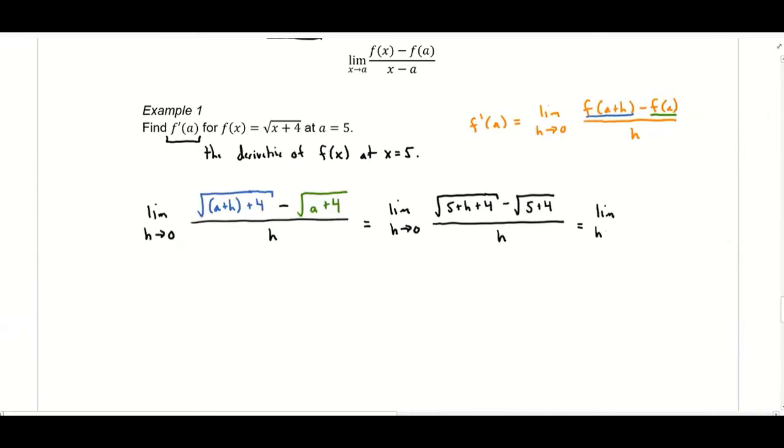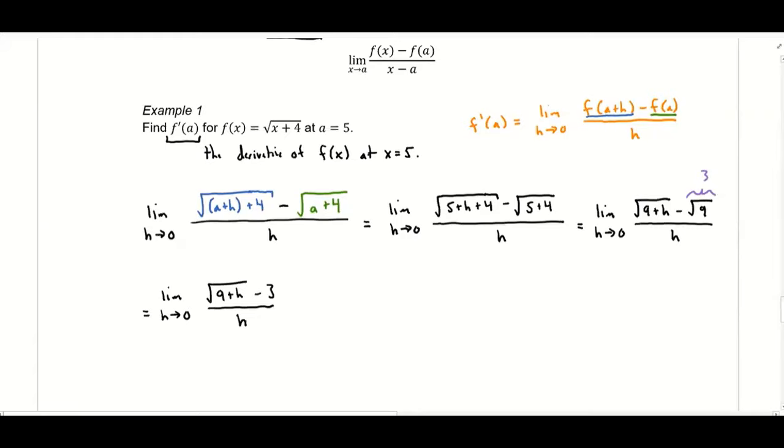Now it looks like I can simplify this a little bit more. There are some quantities that I can add under these square roots. So this first one is the square root of 5 plus h plus 4. That's the same thing as 9 plus h. And this piece here is the same thing as the square root of 9. Now square root of 9, that's just 3. So one more time, before we do anything else, I'm going to rewrite this as the limit as h goes to 0 of the square root of 9 plus h minus 3 over h.